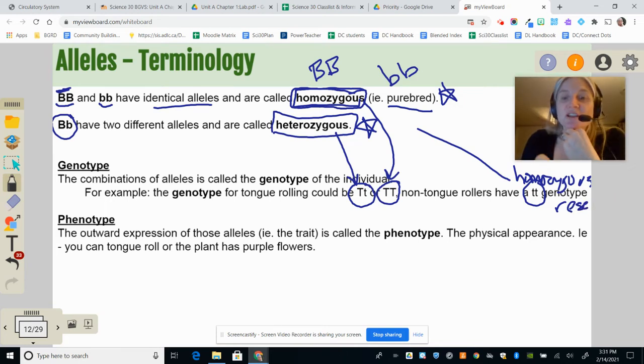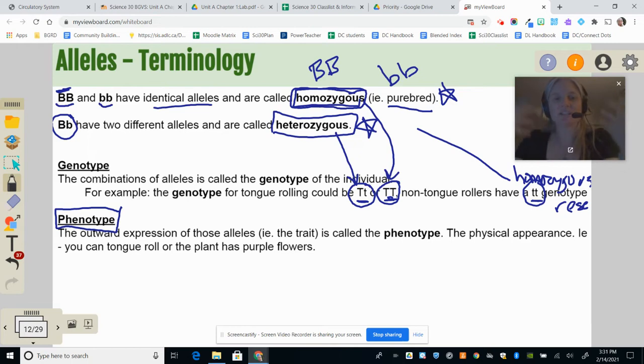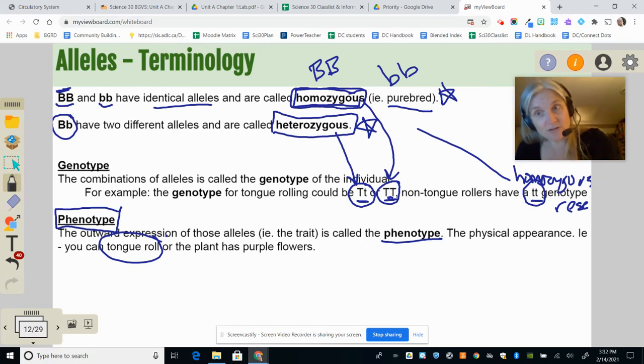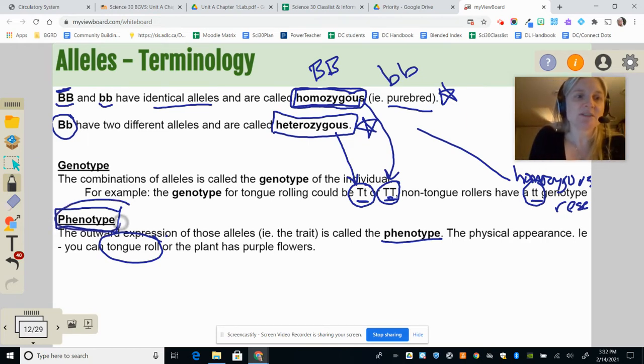Okay, so when we're talking genotype, we are talking about what the alleles look like. That would be on the chromosomes. When we are talking phenotype, this is the outward expression of those alleles. So how is it going to appear to us when we look at the organism? In this case, can you roll your tongue or can you not roll your tongue? That's the phenotype. Purple flowers or white flowers? A widow's peak or no widow's peak? Hitchhiker's thumb, no hitchhiker's thumb. It's your physical appearance. So when you're asked for the phenotype, it's what the organism looks like, expressing that trait.